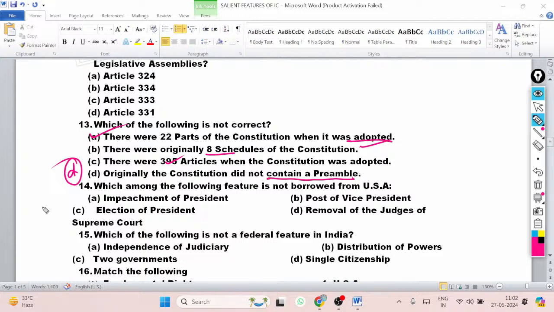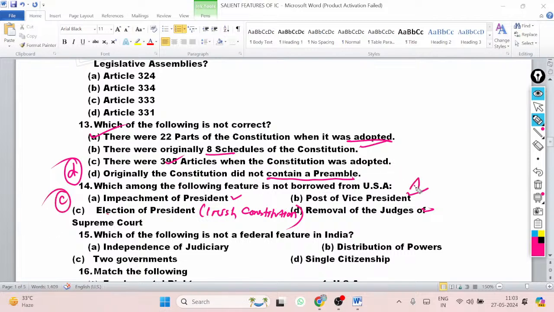Question number 14. Which among the following features is not borrowed from USA? We have borrowed impeachment of the president from USA, election of the vice president also, removal of judges of Supreme Court also. So this provision was borrowed from the Irish constitution: the method of election, proportional representation by means of single transferable vote, that we have borrowed from the Irish constitution. So answer will be C.